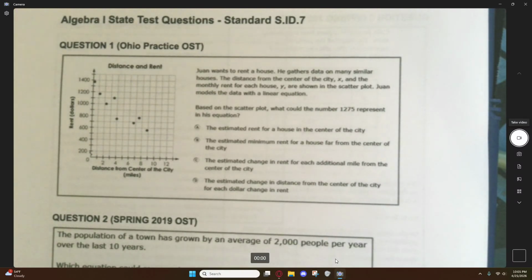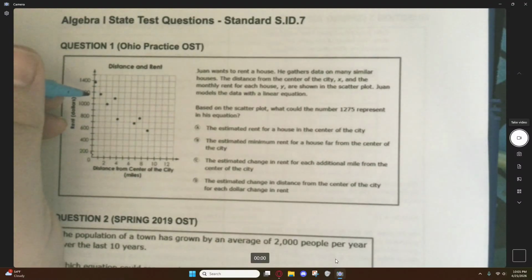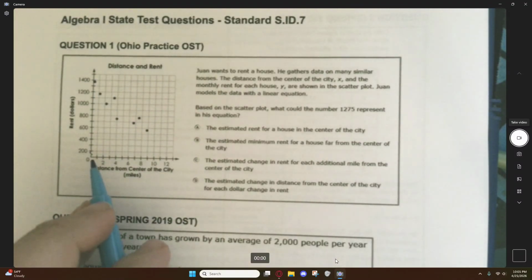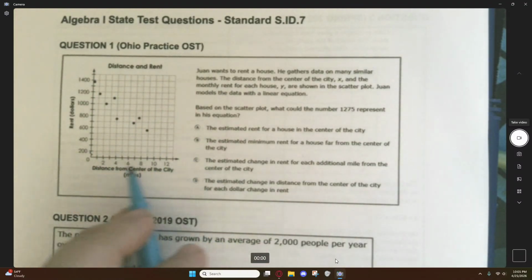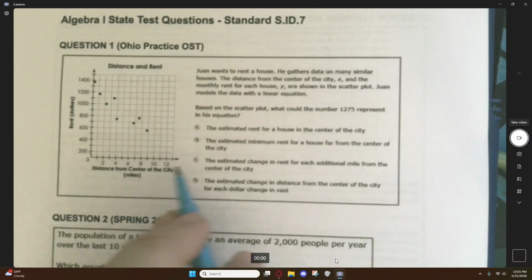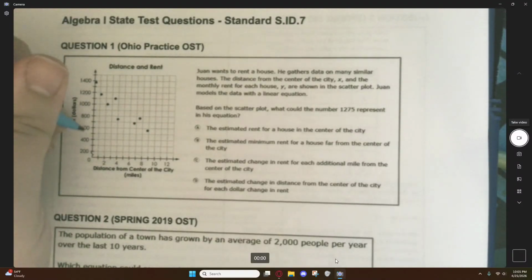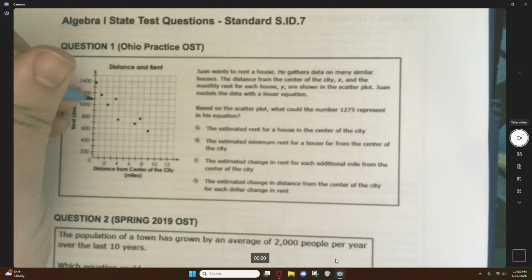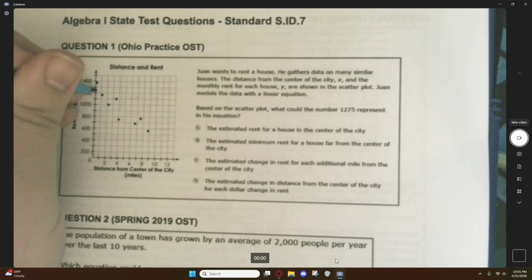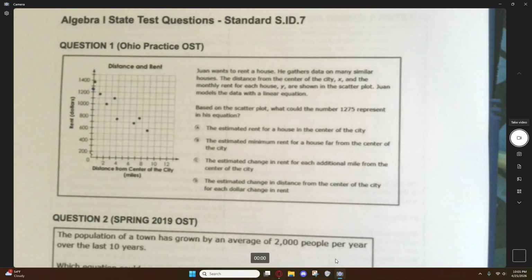So, 1275, you can see that this x-axis only goes from 0 to 12. So 1275 would have nothing to do with this. However, our y-axis goes all the way up to 1,400. 1275 itself would be about here. What could 1275 represent?